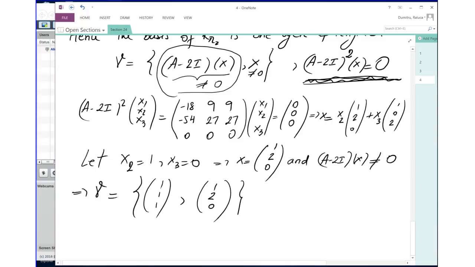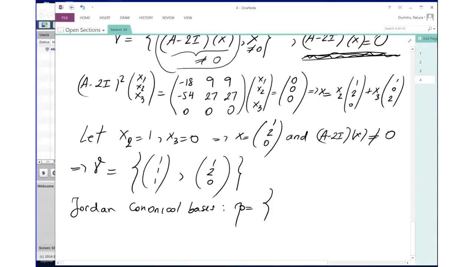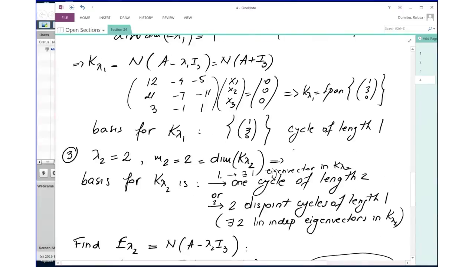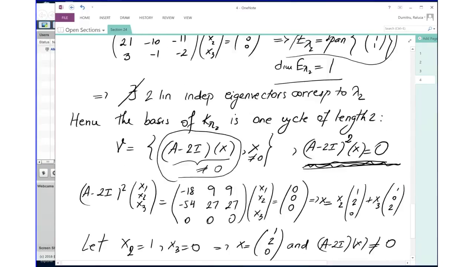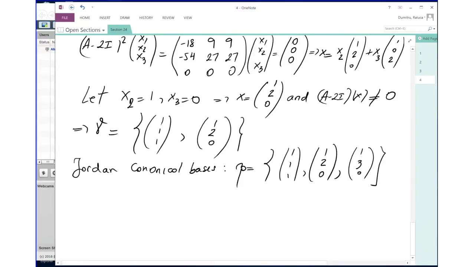Okay, so now the Jordan canonical basis is obtained by putting together all the bases for the generalized eigenspaces. You start with whichever one you want. If I start with this one, because I have it written here, I'll place both of them, and then I'll go back to the one before. For the other eigenvalue, it was the vector from before, right? Throw that in. That's the basis.